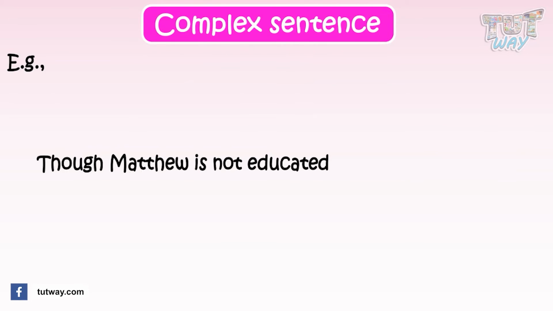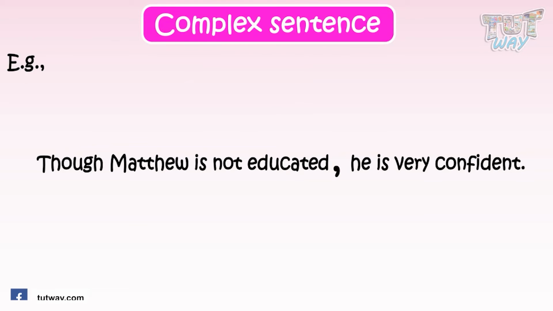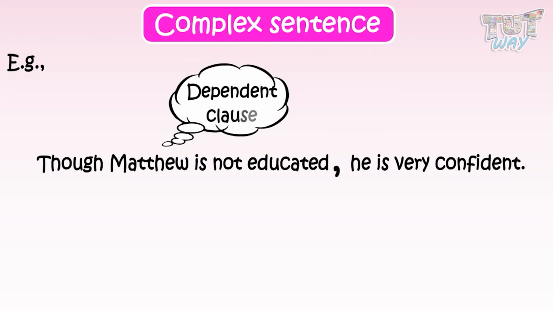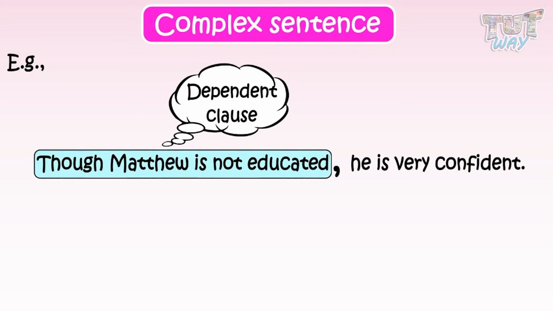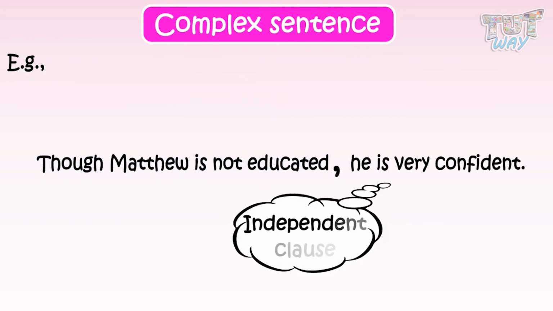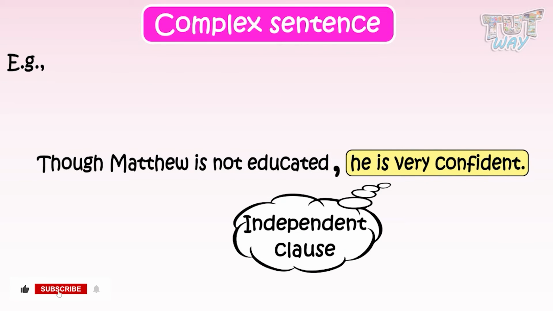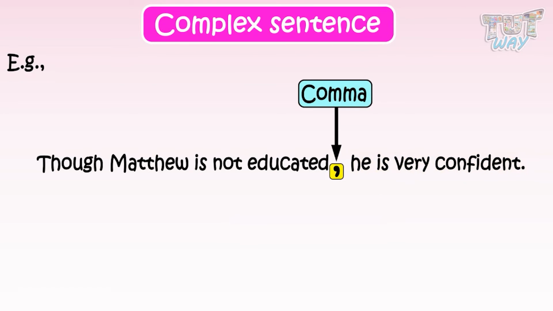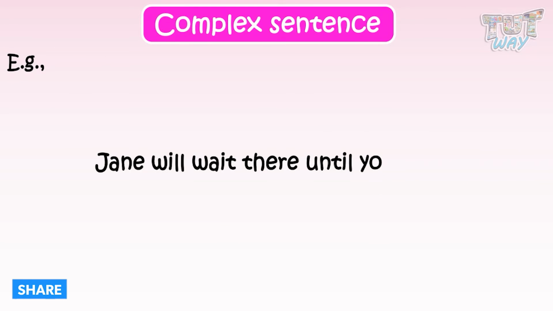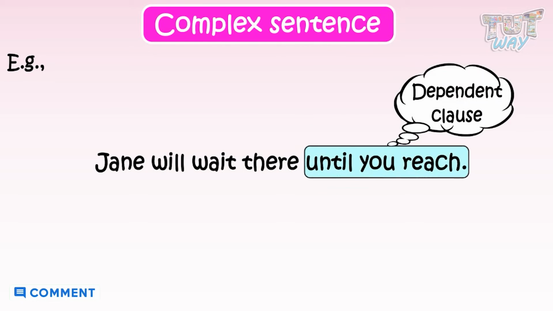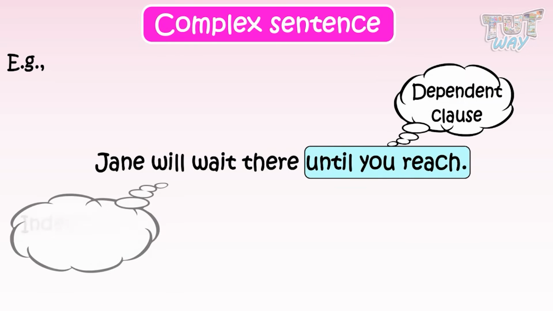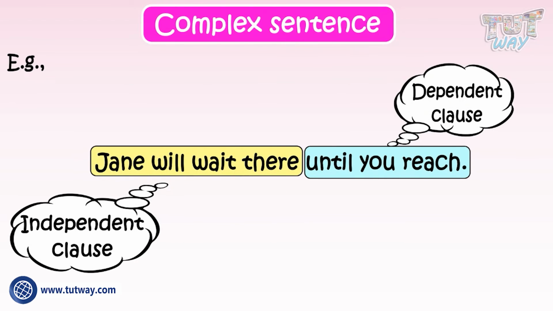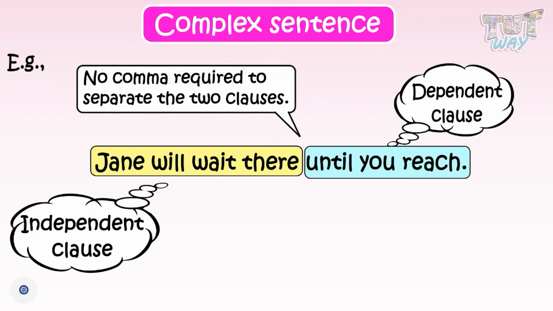Though Matthew is not educated, he is very confident. In this sentence, a dependent clause, though Matthew is not educated, comes before an independent clause, he is very confident. So, these clauses are separated by a comma. Jane will wait there until you reach. In this statement, a dependent clause, until you reach, comes after an independent clause, Jane will wait there. So, you do not need any comma to separate the two clauses.